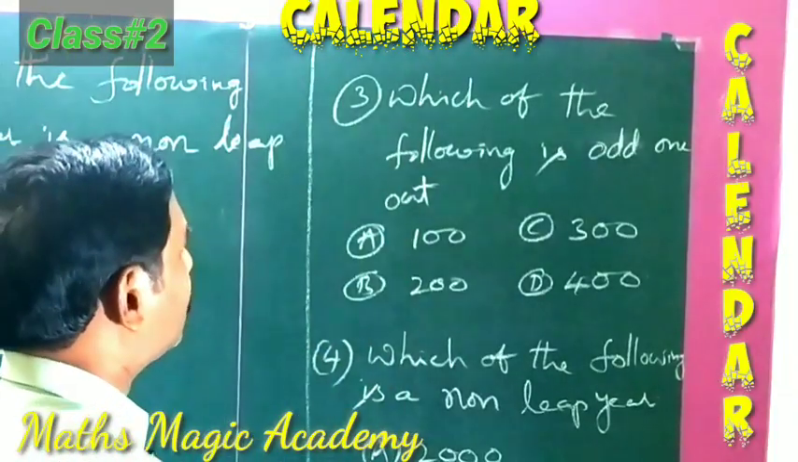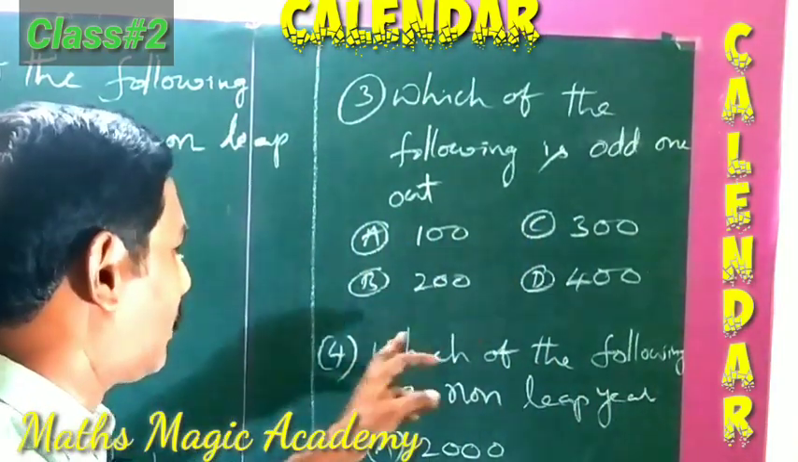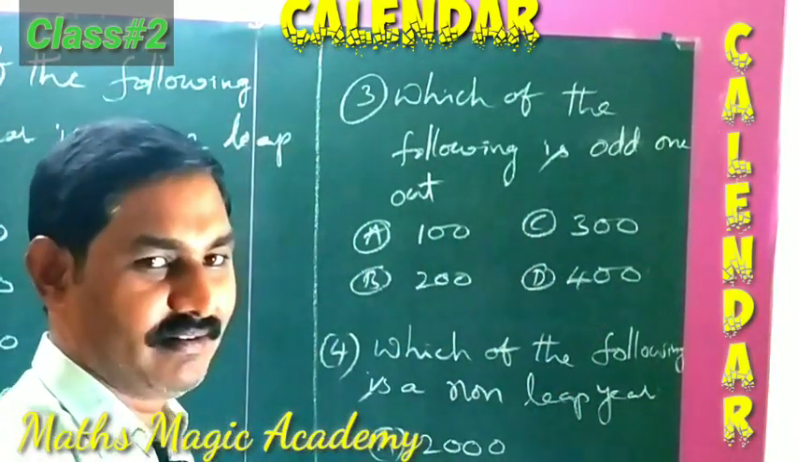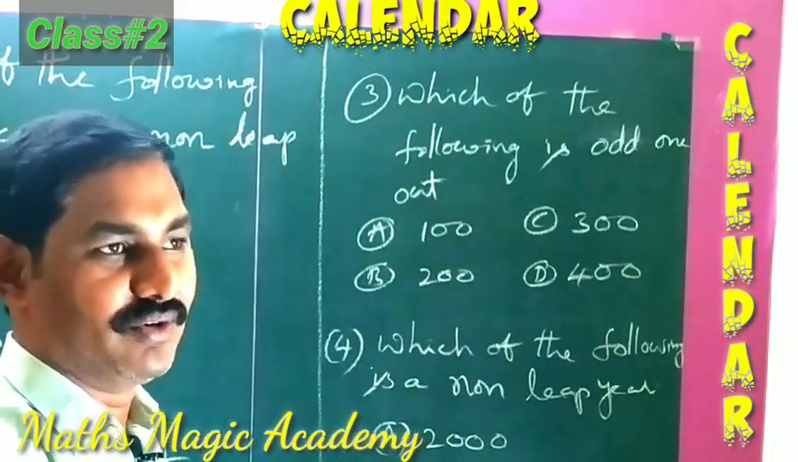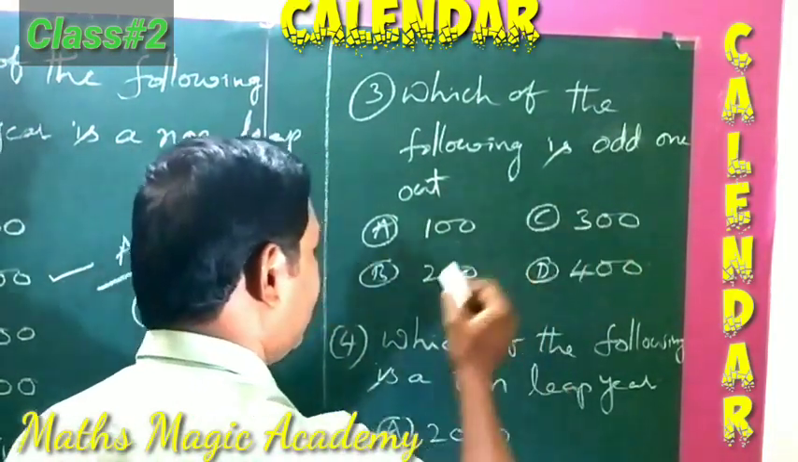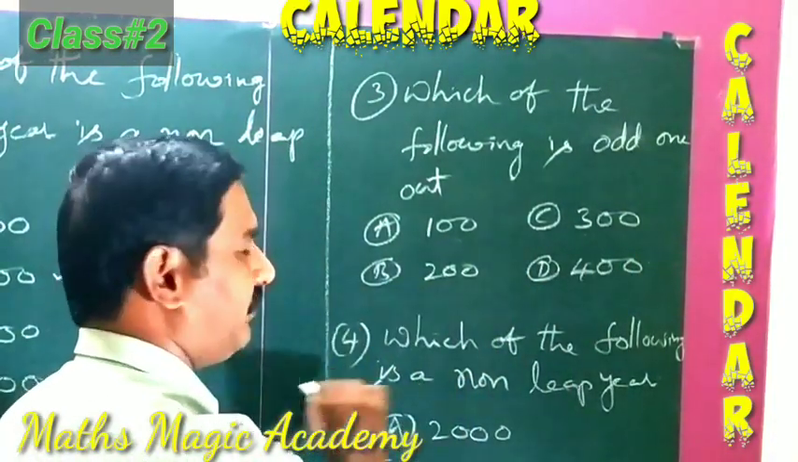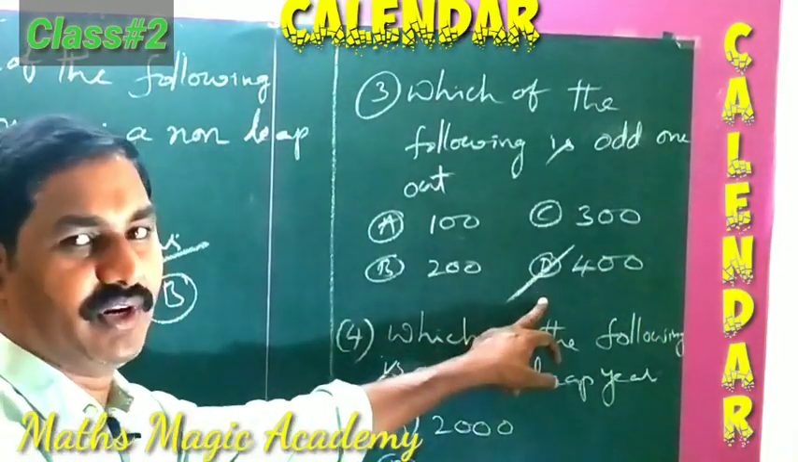Next, coming to the third question, which of the following is the odd one out? See, 100, 200, 300, 400 are there. All are hundreds only, multiples of 100 only. But we have to find the odd one out. Why? Because 100 is a non-leap year, 300 is a non-leap year, 200 is also a non-leap year, and 400 is a leap year. So that is the odd one out.